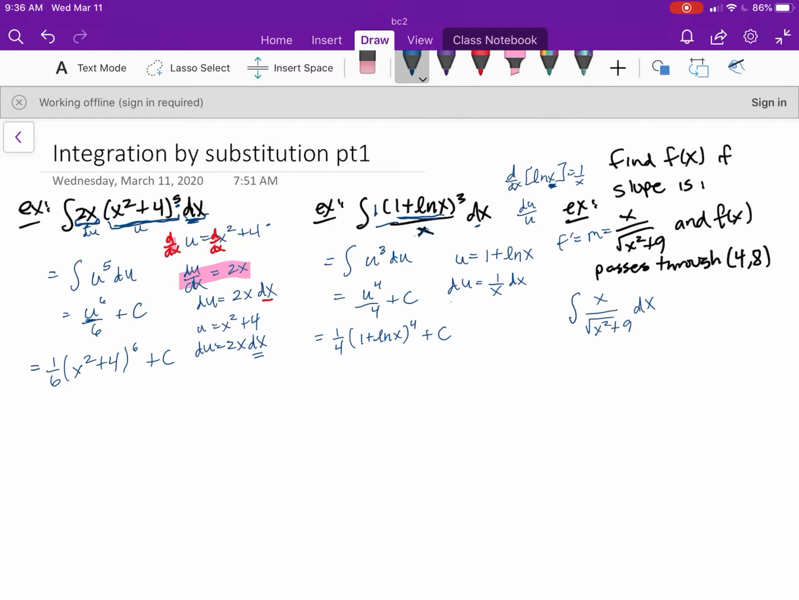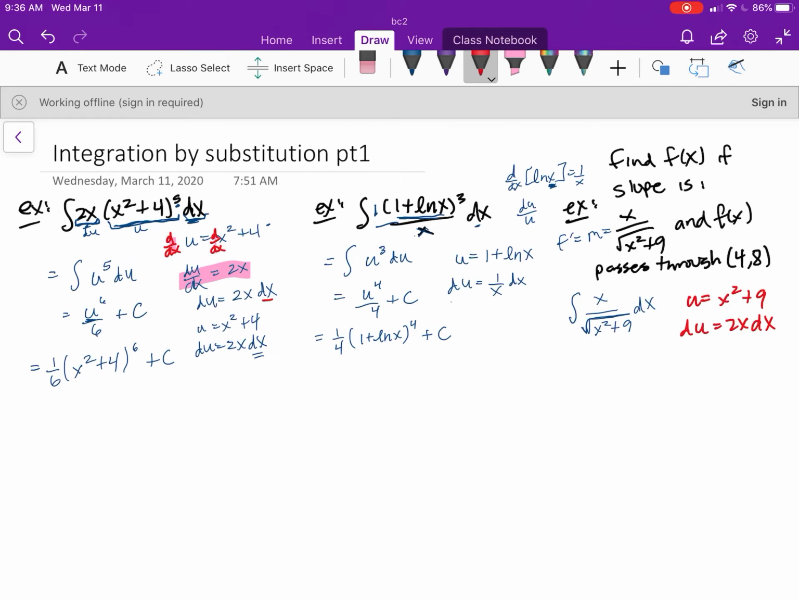Well, we don't have parentheses here, but we do have this square root, right? So kind of a good rule of thumb, make u the ugly part, whatever's in parentheses, or in this case, the square root. So let's give that a try. I'll switch colors here. u equals x squared plus 9. du then is 2x dx.